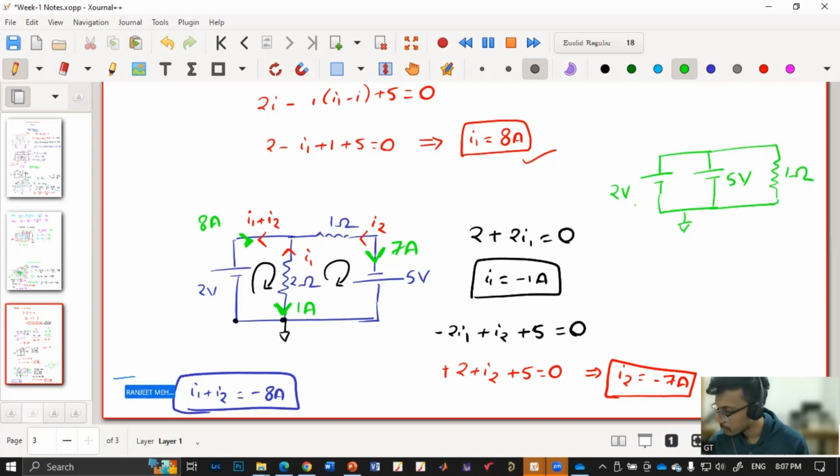No, I'll come to that point. So yes, both will supply. That is one way of thinking. But say this is ground. What is this terminal voltage?